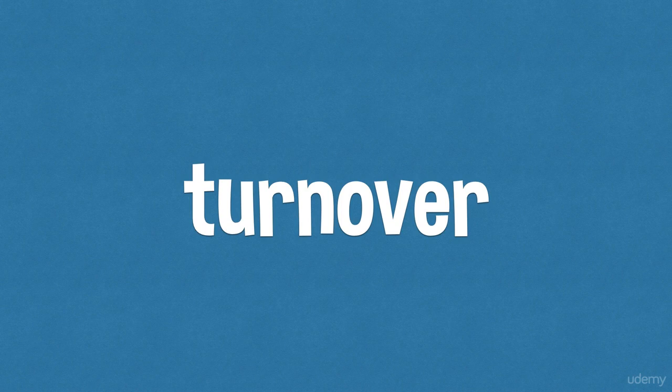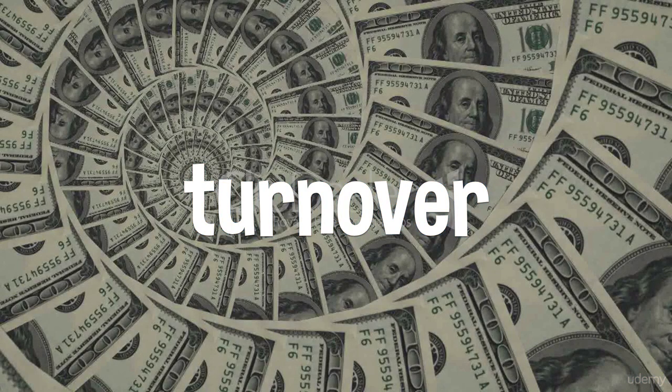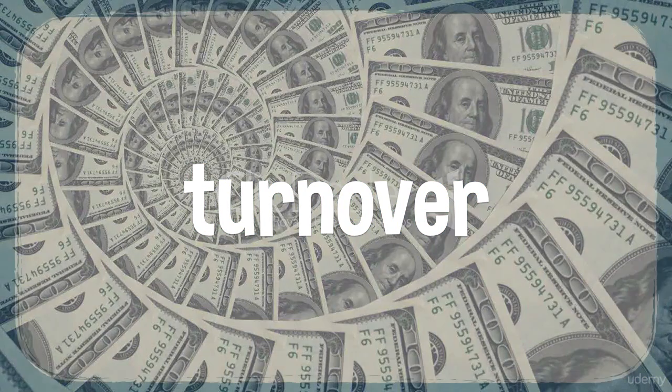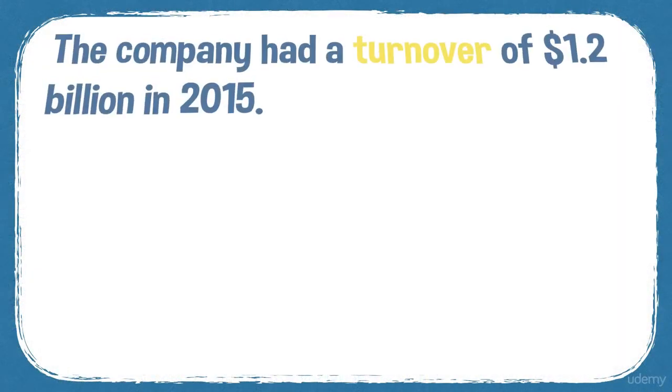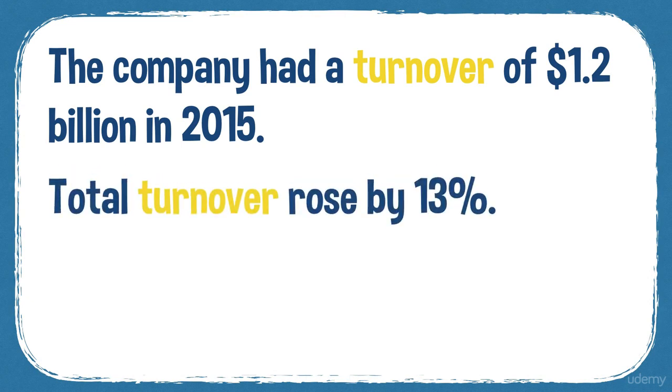Turnover. So the turnover of a company is the value of goods or services it sells. It's a company's total income before taking off expenses. It's the total income of a company. So, for example, the company had a turnover of $1.2 billion in 2015. Total turnover rose by 13%.